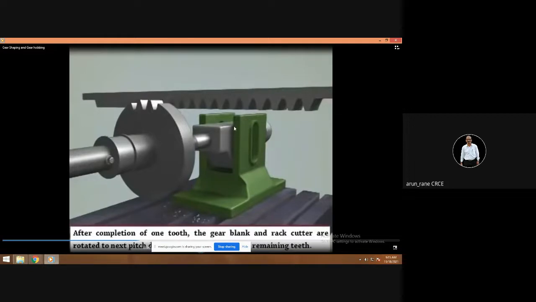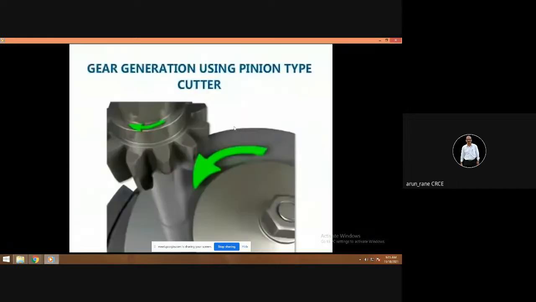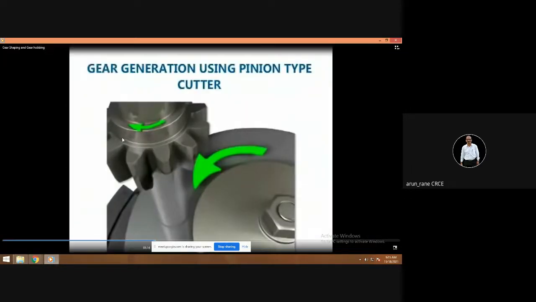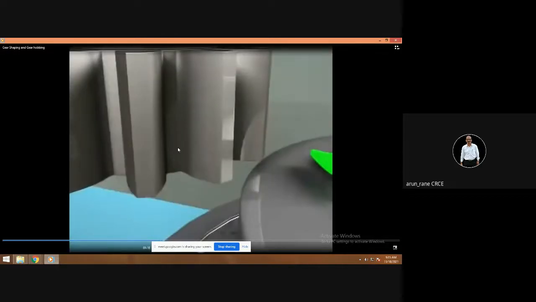You know that there are two types of teeth profile, that is involute and cycloidal. Involute teeth being common. Now this is the principle of gear shaping. So in gear shaping, this is a cutter which reciprocates up and down. This is a gear blank which rotates. This cutter is also called as the pinion cutter.